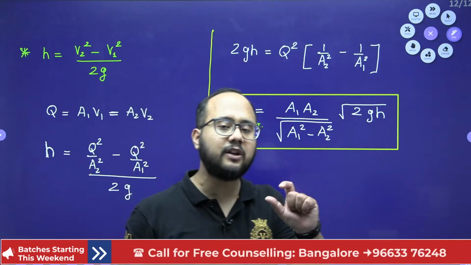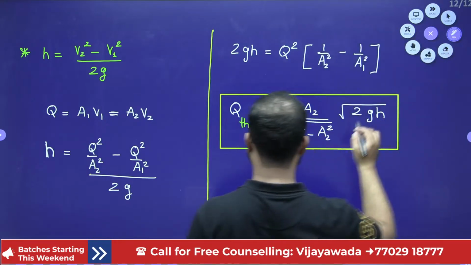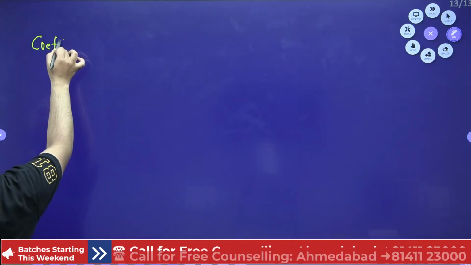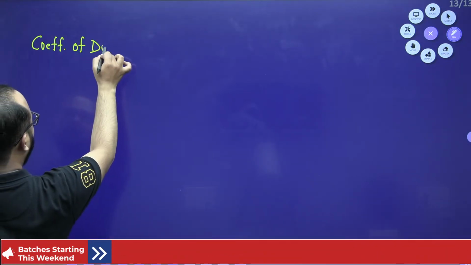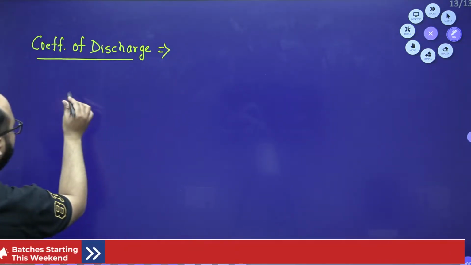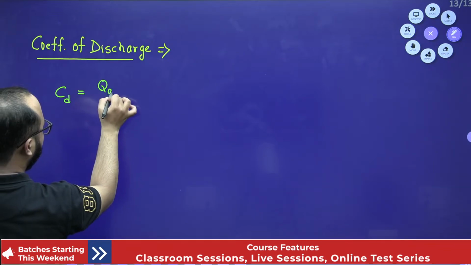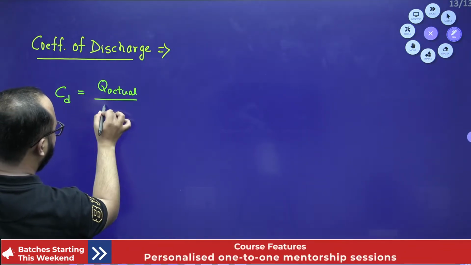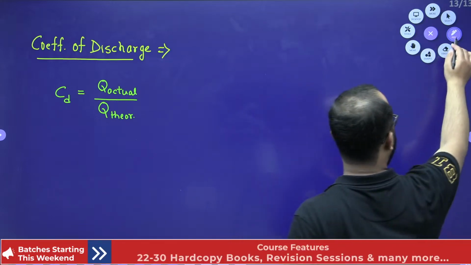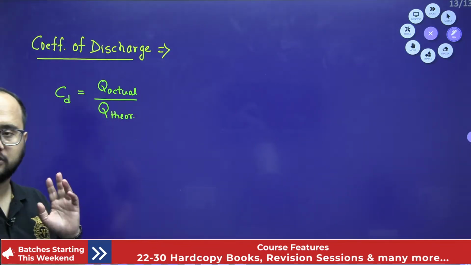For the actual discharge, I will be using some coefficient of discharge term. Coefficient of discharge, a very important point here. We'll write it in the next page. Coefficient of discharge, C, it is written as CD. It is the actual discharge divided by theoretical discharge. It is the ratio of actual discharge to theoretical discharge. So this ratio that we need to take in order to calculate the actual discharge.